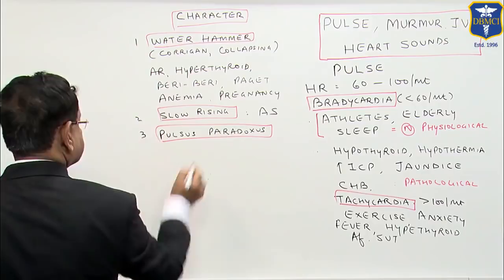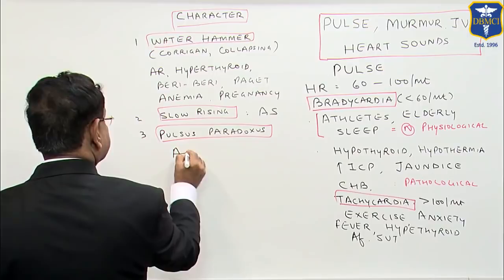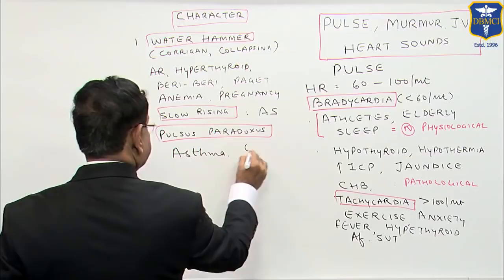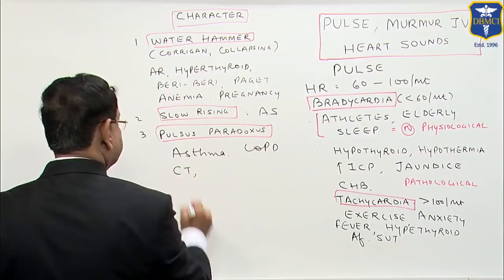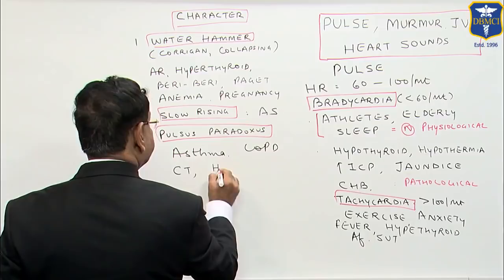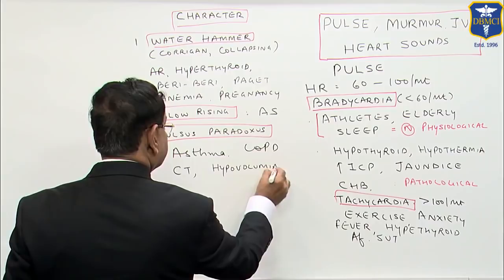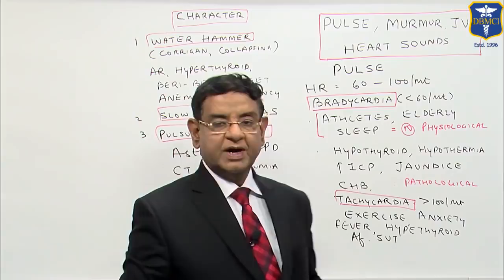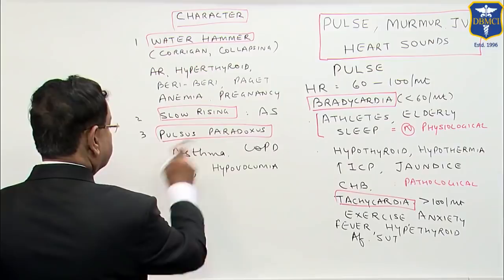We see it in asthma, COPD, cardiac tamponade, severe hypovolemia. Cardiac tamponade is one of the important causes. Also, pulsus paradoxus, cardiac tamponade, where we see a few conditions.